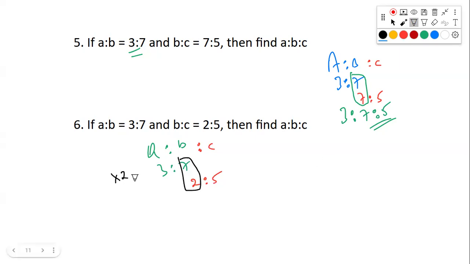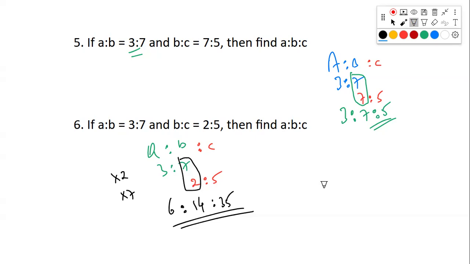So multiply this by 2, multiply this by 7, so that I get 14 for B. 2 threes are 6. 2 into 7, which is 14. I am multiplying both the terms of the ratio. 3 is multiplied, 7 is multiplied. Again, both the terms of the ratio. 7 into 2, 14, which is already there. And 7 into 5, 35. So what will be our answer? 6 is to 14 is to 35.